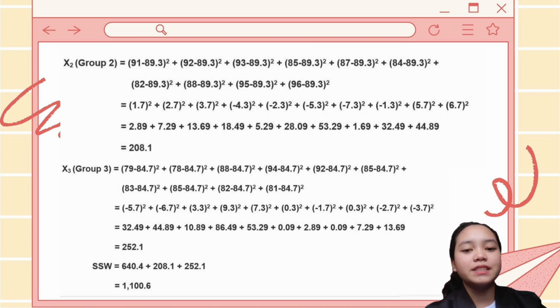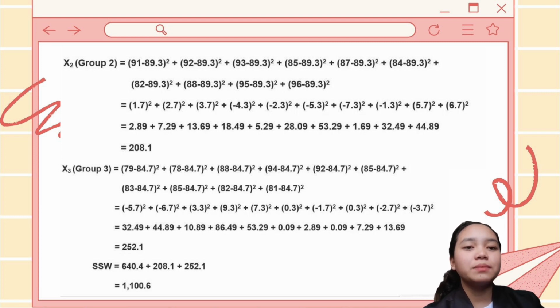79 minus 84.7 squared plus 78 minus 84.7 squared plus 88 minus 84.7 squared plus 94 minus 84.7 squared plus 92 minus 84.7 squared plus 85 minus 84.7 squared plus 83 minus 84.7 squared plus 85 minus 84.7 squared plus 82 minus 84.7 squared plus 81 minus 84.7 squared.